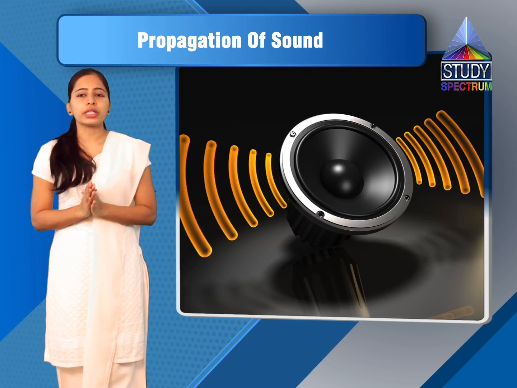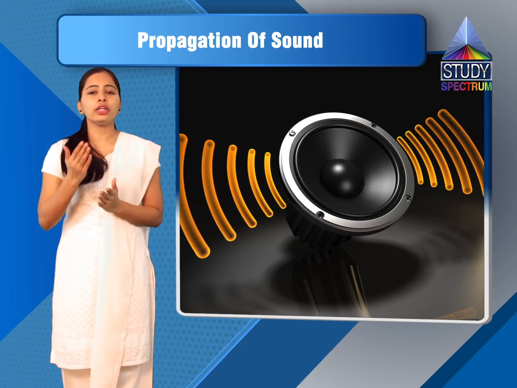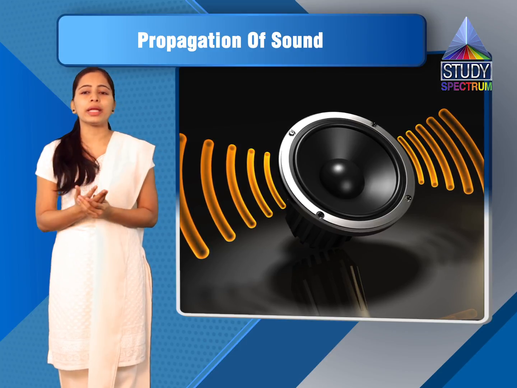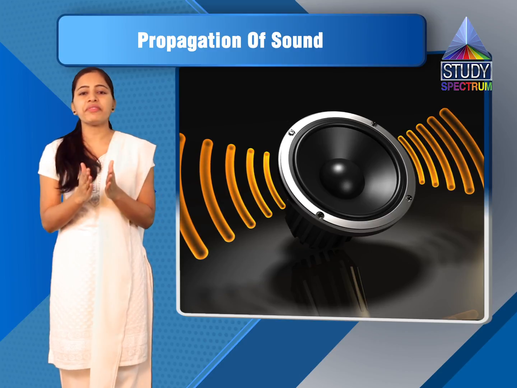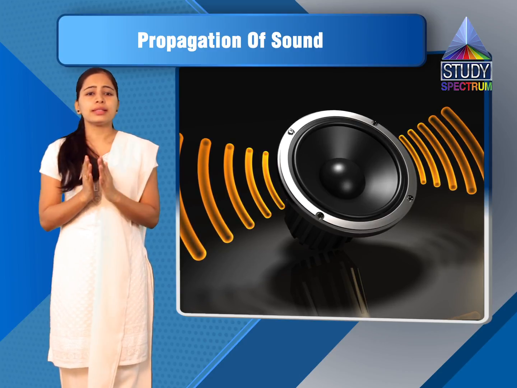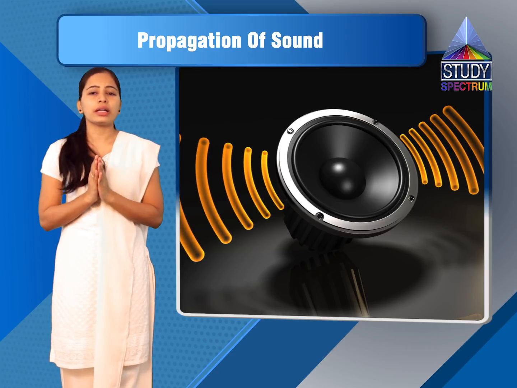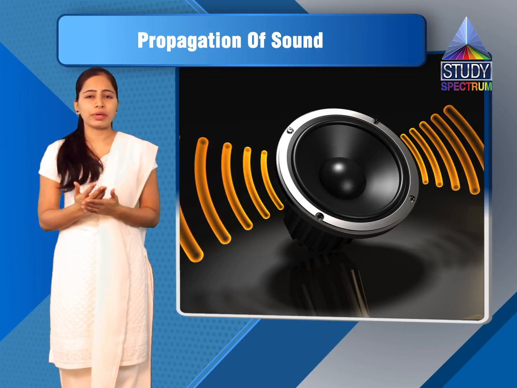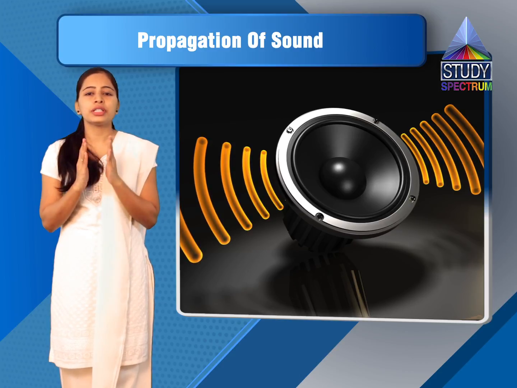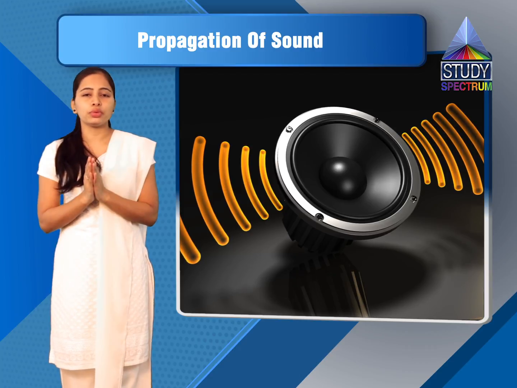Now when an object begins to vibrate, the layer of air in contact with it also begins to vibrate with the same frequency as that of the object. As a result, the layer of air next to that layer also begins to vibrate. Thus, the sound travels away from the source. Now, I will explain this.